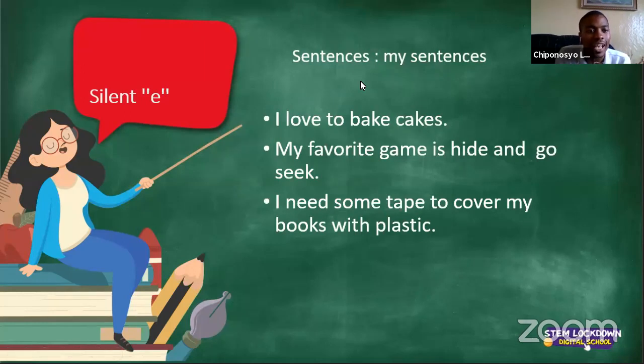These are the sentences I created. I love to bake cakes. Next sentence. My favorite game is hide and go seek. I need some tape to cover my books with plastic. So these are the sentences that I created on my own.